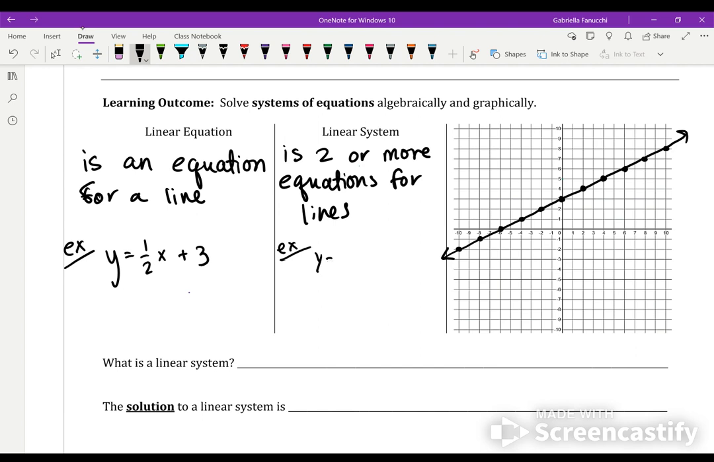So again, I'll have the one I already graphed, 1/2 x plus 3, but in red, I'm going to go ahead and graph y is equal to negative 1/2 x plus 1. And these are just examples. So I'm going to start at positive 1. My slope is negative 1 over 2. So I'm going down 1, to the right 2. And again, both directions. Okay, and I can go ahead and connect those points.